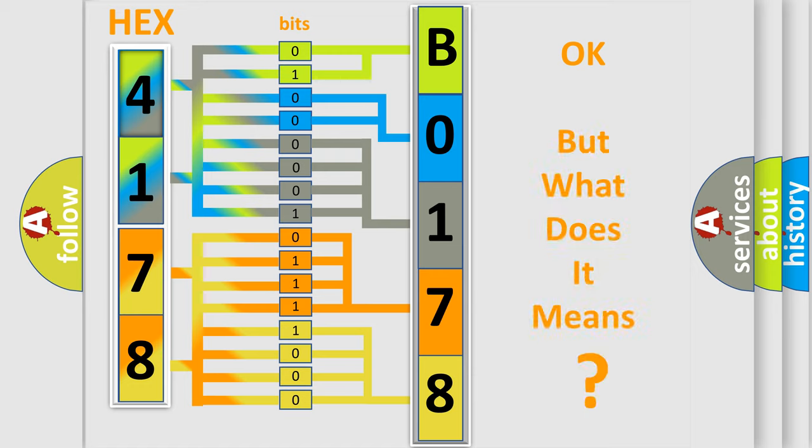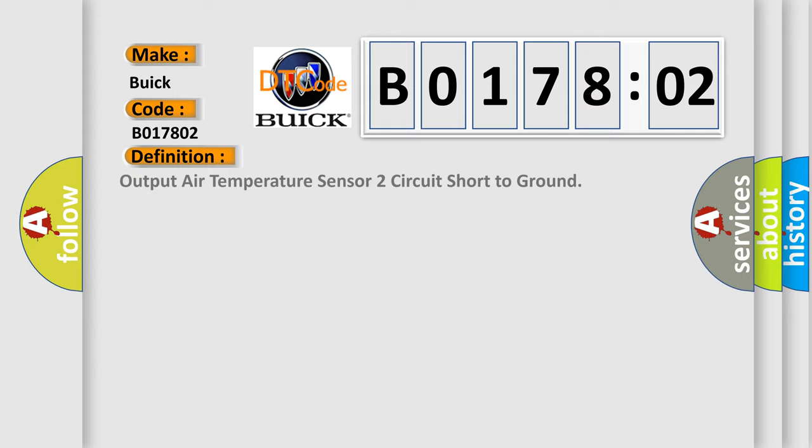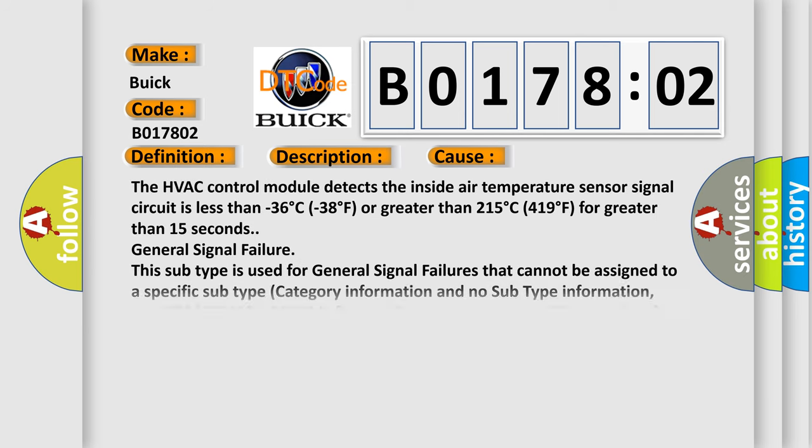The number itself does not make sense to us if we cannot assign information to what it actually expresses. So, what does the diagnostic trouble code B0178-02 interpret specifically for Buick car manufacturers? The basic definition is: output air temperature sensor 2 circuit short to ground. And now this is a short description of this DTC code. The ignition is turned on. This diagnostic error occurs most often in these cases.